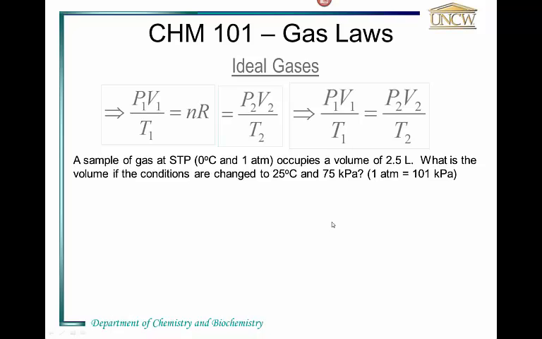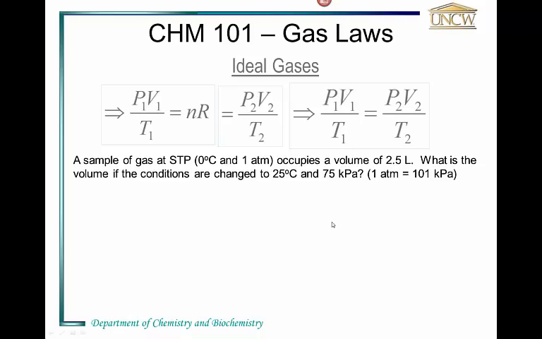And we can ask the question, what if we change the conditions? What if we raise the temperature to 25 degrees C and drop the pressure to 75 kPa, kilopascals? You'll notice that 1 atmosphere is 101 kilopascals, so 75 kilopascals represents a pressure drop.